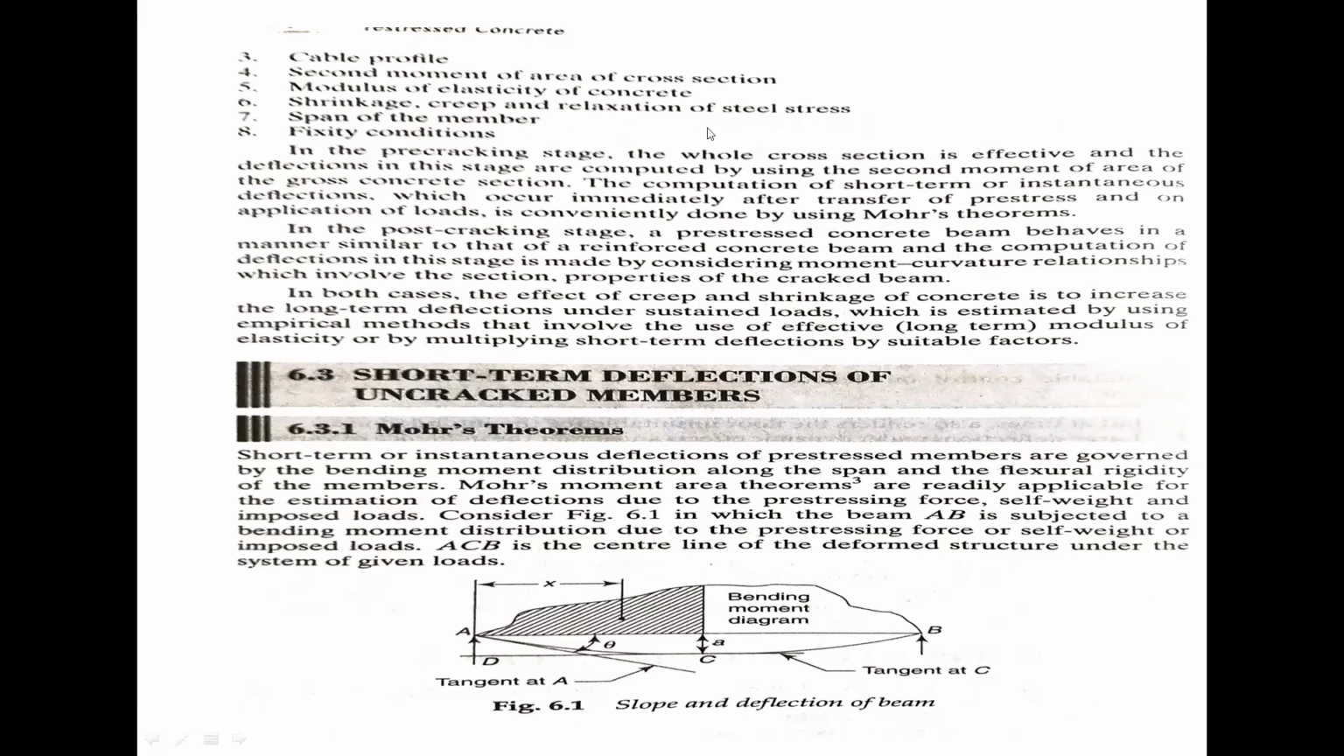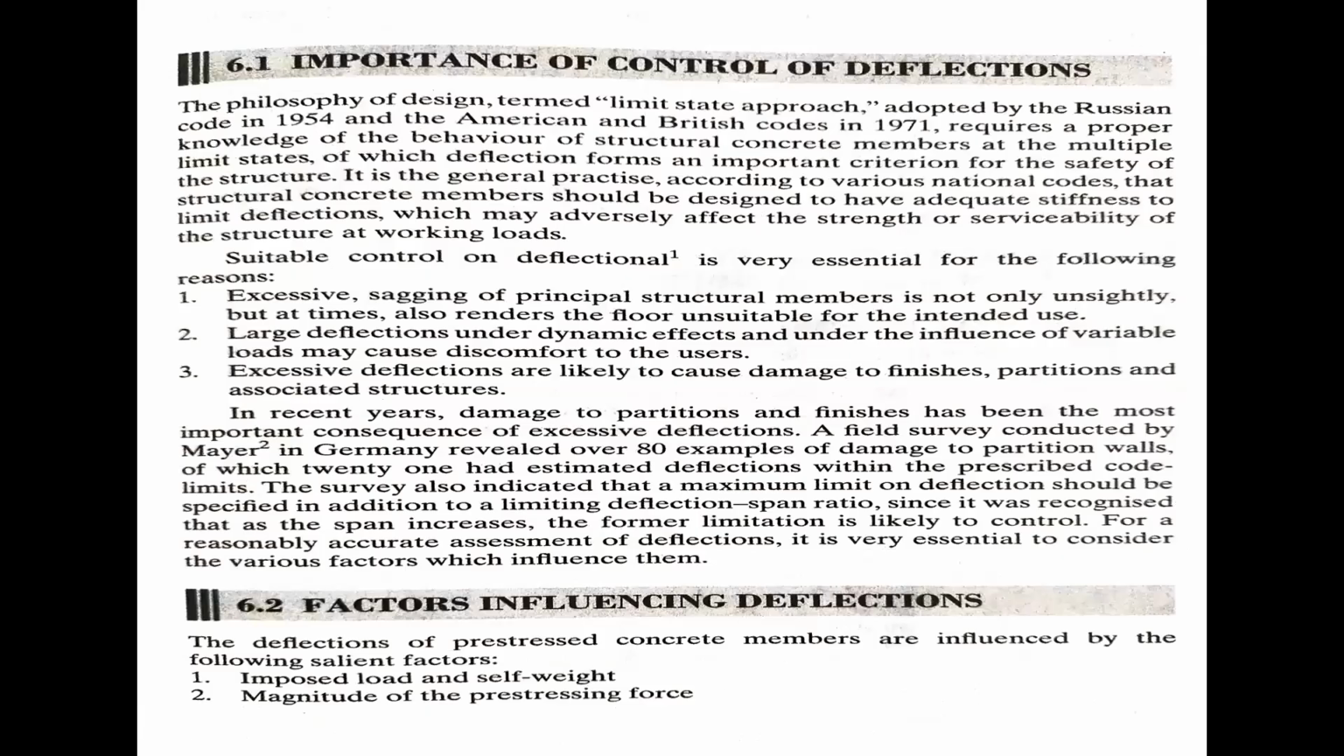shrinkage, creep and relaxation of steel stress, span of the member, and fixity conditions. These are the 8 factors influencing deflections. These conditions are very important for the following salient factors: imposed load and self weight. Imposed load means live load, self weight means dead load. This factor influences the deflection, and the magnitude of prestressing force also.